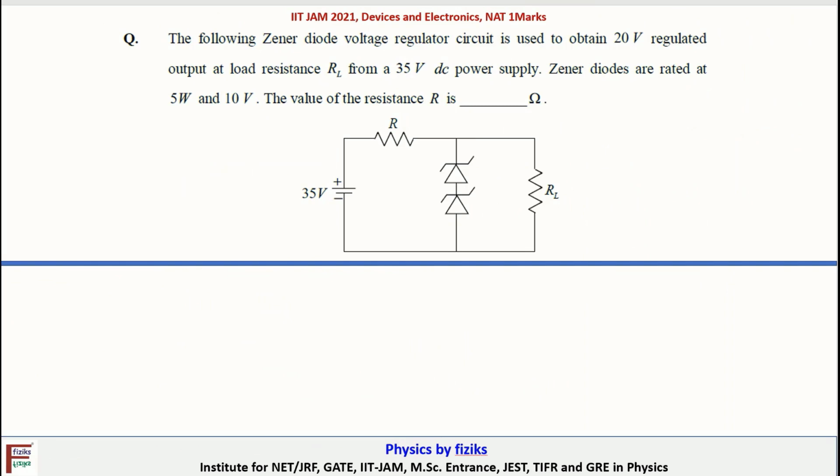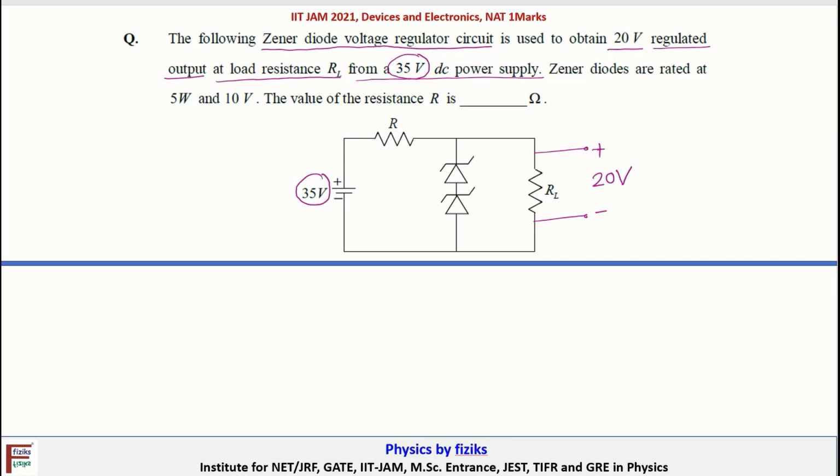In this question, it is given that the following Zener diode voltage regulator circuit is used to obtain 20 volt regulated output at a load resistance RL from a 35 volt DC supply. This is 35 volt. So DC supply is 35 volt. This is the RL and this regulated output is 20 volt.